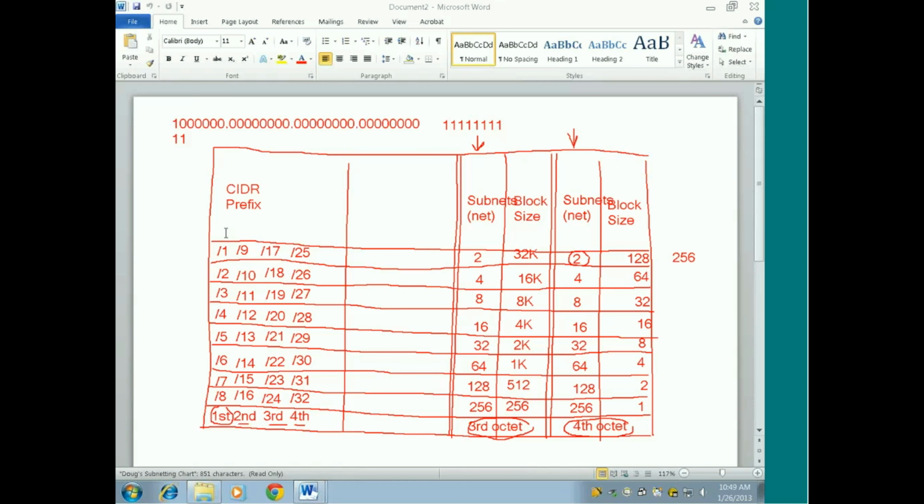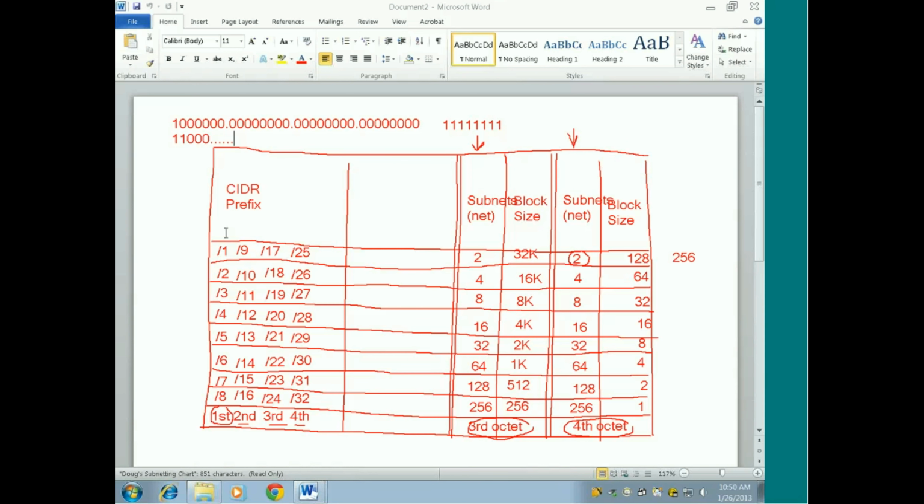Here's a /2. So on. /3, /4, 5, 6, 7, 8, until I get to 8 ones in the first octet. True? 8 more ones in the second octet. 8 more ones in the third octet. 8 more ones in the fourth octet. Can you visualize that now?